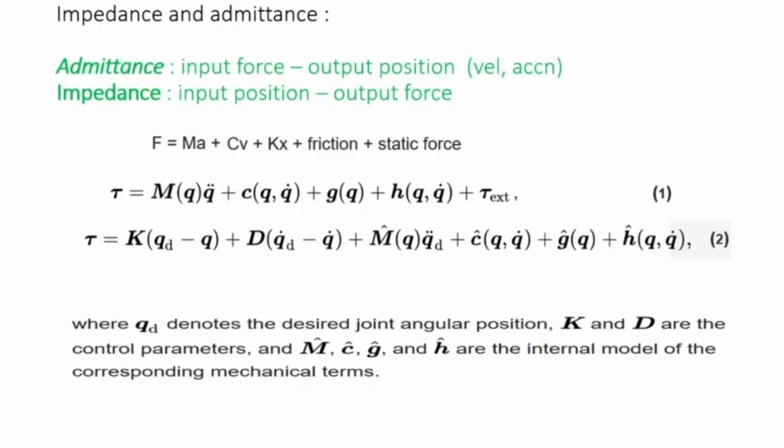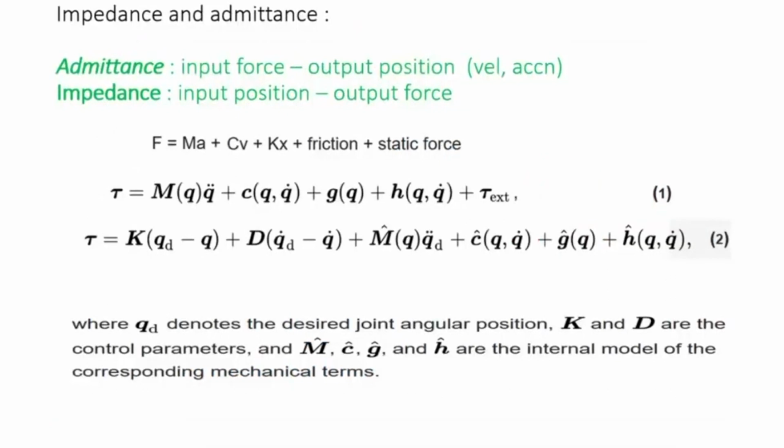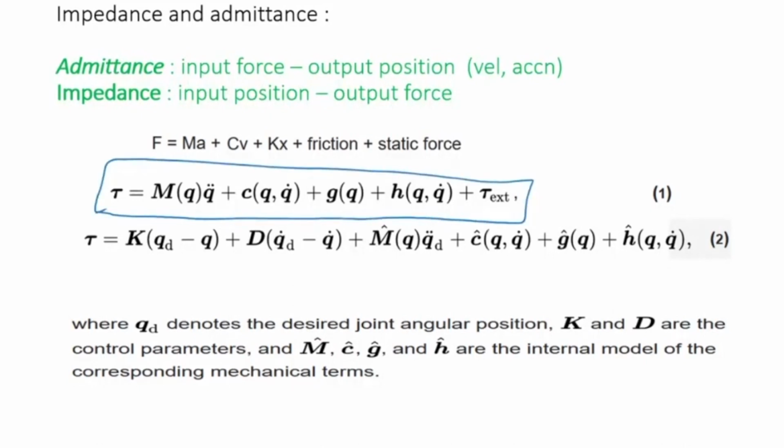So what we are doing here is writing our equation in this form. The dynamic equation for the robot is mass into acceleration plus Coriolis and centripetal force plus gravity forces plus tau external, which is the external force that is being applied. This is the force the robot is applying onto the environment. This is my dynamic equation.